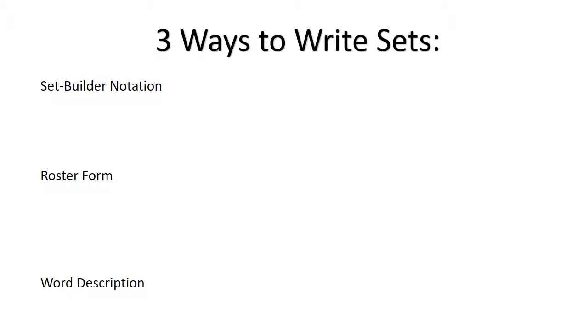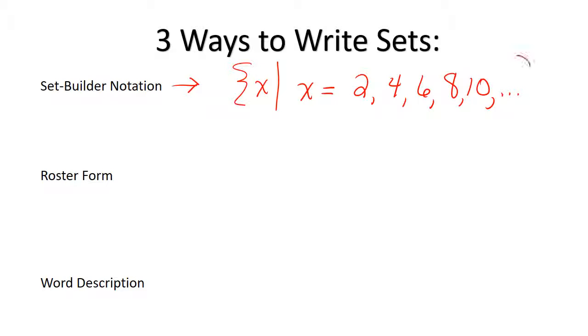Now there are three ways that we're going to look at writing a set. Set builder notation is the fanciest of the three ways. You will start with a bracket, and then you will have X and then a straight line. That straight line is read as "such that." So we would have X such that X is equal to 2, 4, 6, 8, 10, and on into infinity.